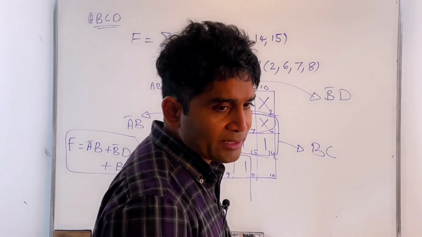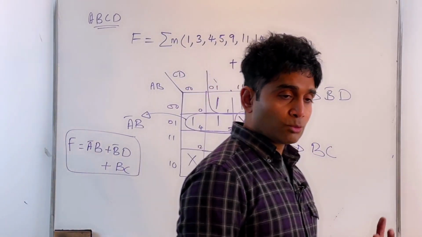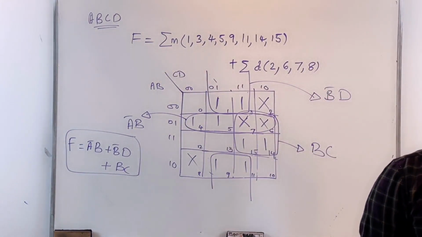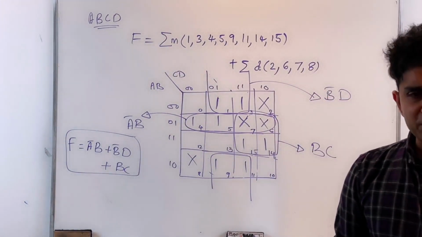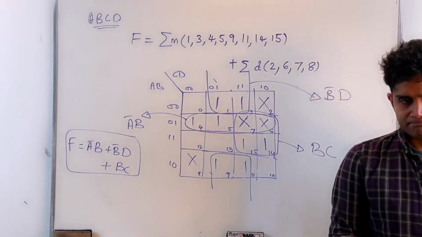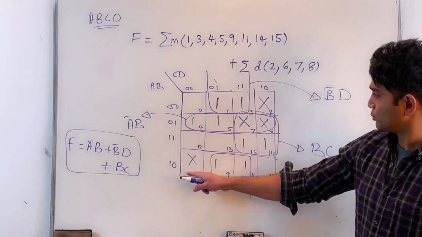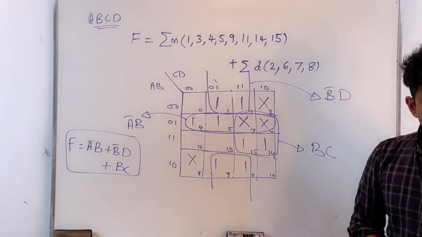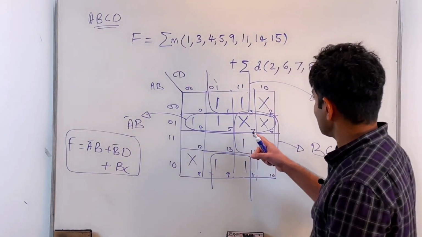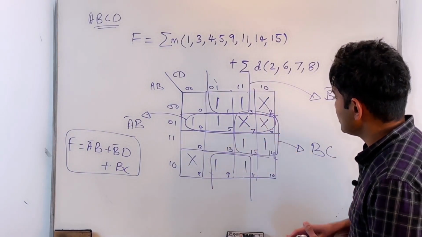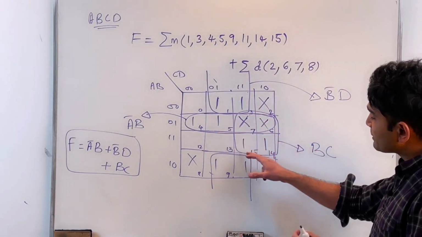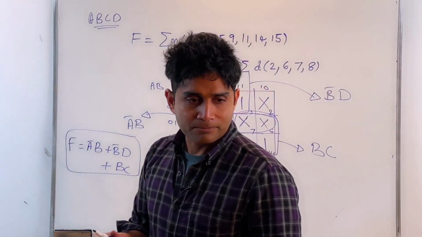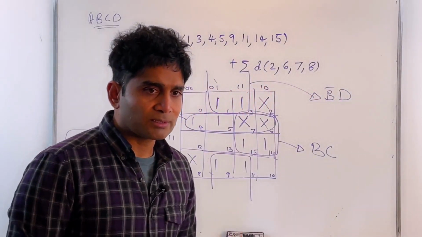So the don't care terms will be used to your advantage only when I want to make a larger combination. If I cannot use them in any combination, I don't have to worry about them. Like in this instance, these two are the ones I'm not really using, so I just ignore them. But in this case, I'm actually using these two to make my prime implicants larger. So I'll use them to my advantage. Okay. Hope that clarifies.